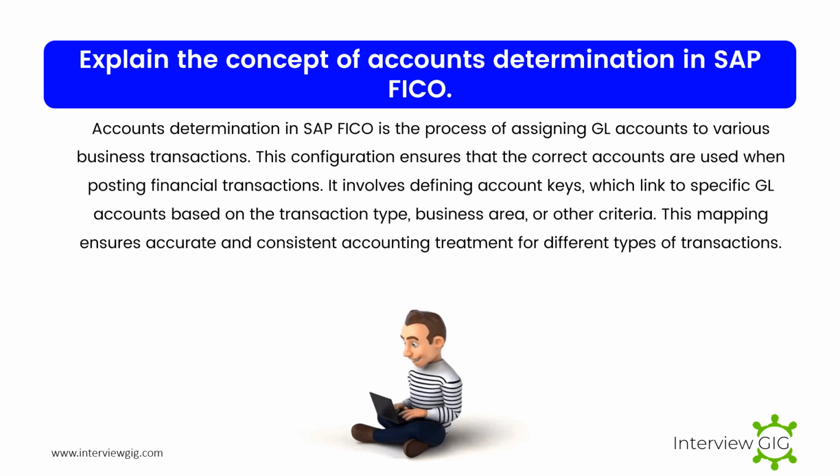Explain the concept of accounts determination in SAP FICO. Accounts determination in SAP FICO is the process of assigning GL accounts to various business transactions. This configuration ensures that the correct accounts are used when posting financial transactions. It involves defining account keys, which link to specific GL accounts based on the transaction type, business area, or other criteria. This mapping ensures accurate and consistent accounting treatment for different types of transactions.